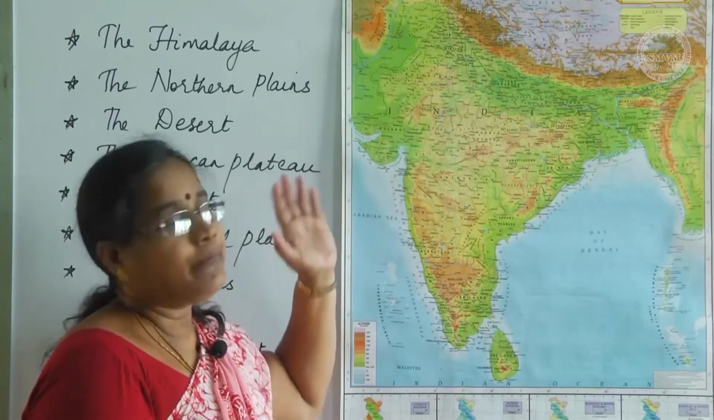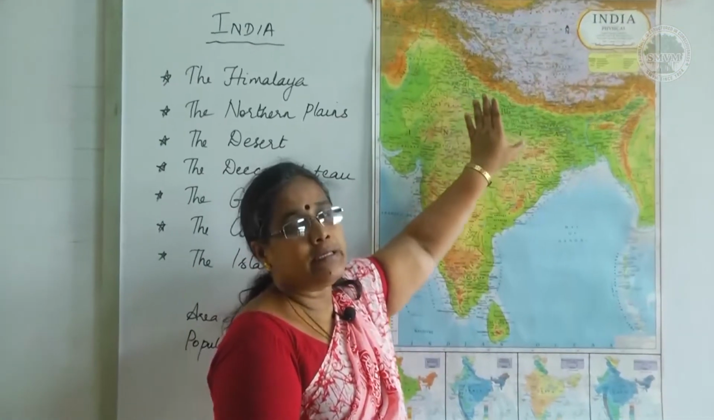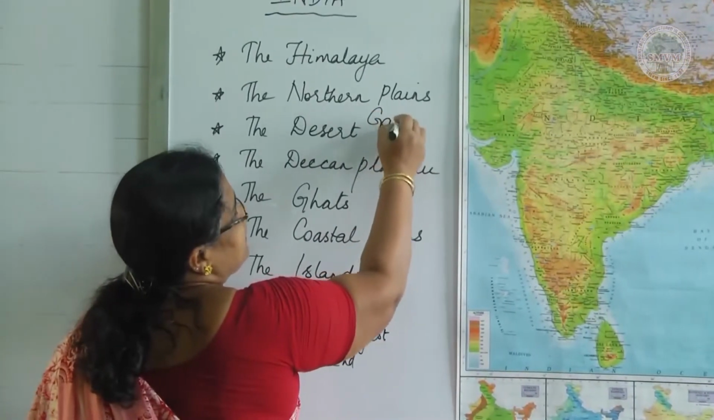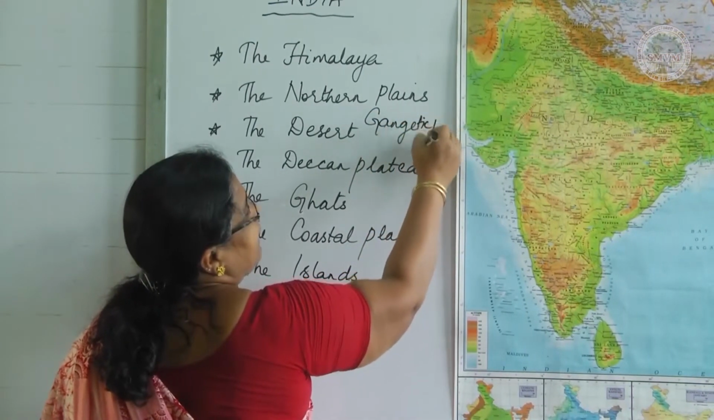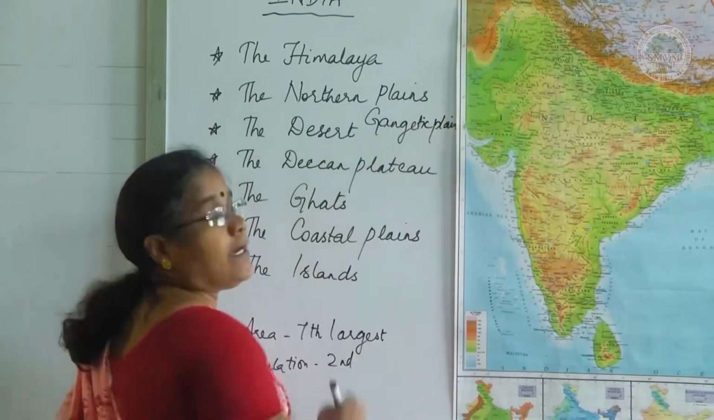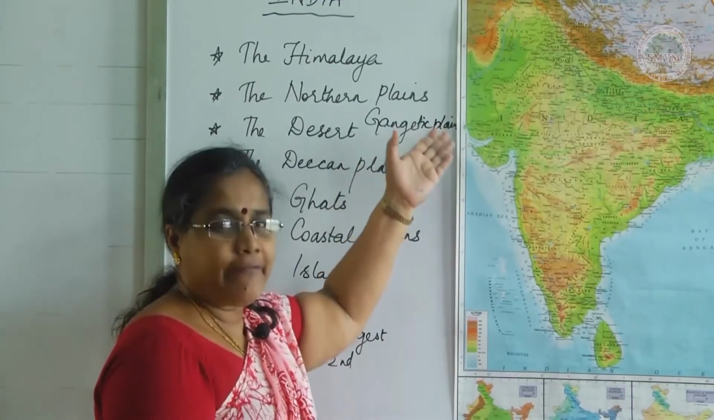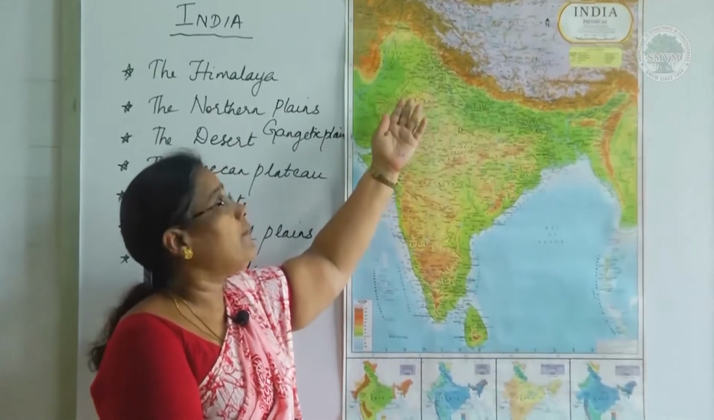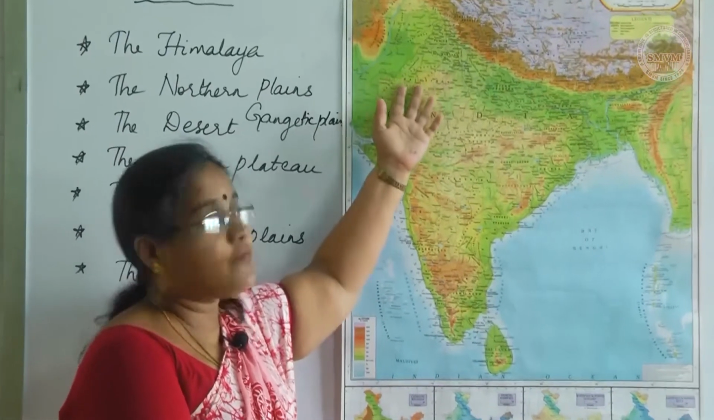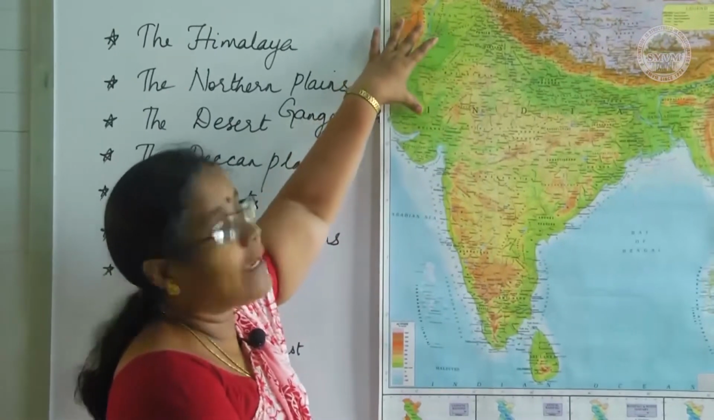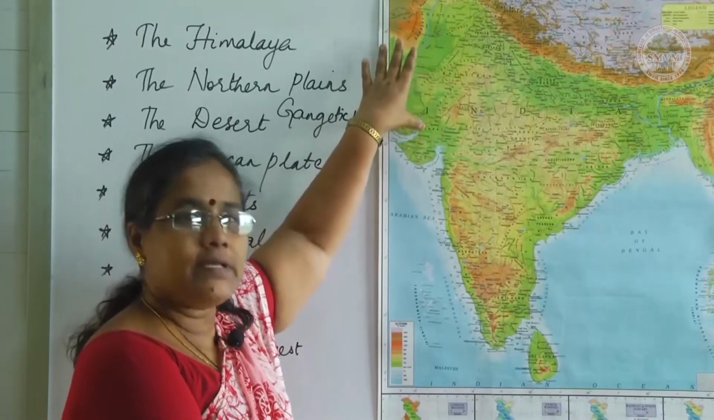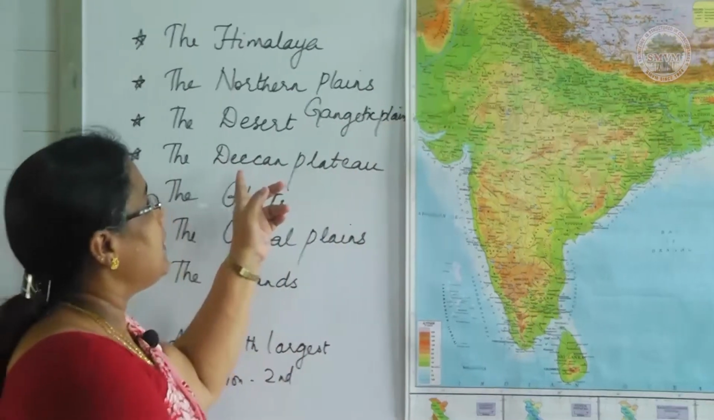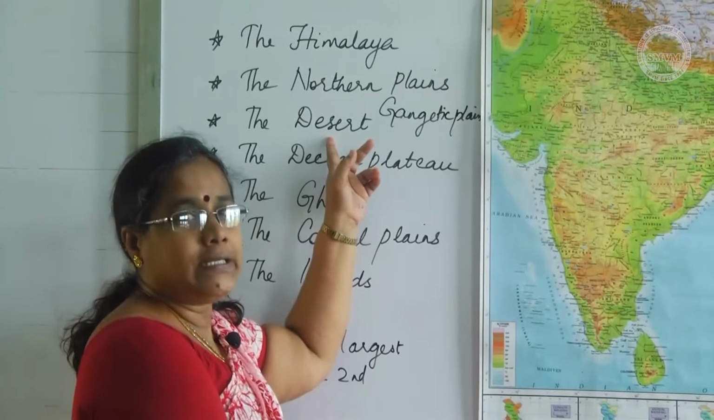our country. This northern plain is otherwise called the Gangetic plain, because most of this area is fed by river Ganga. From this Gangetic plain, as we travel to the northwestern part of our country, we could see this area which is full of sand. This sandy area is what we call the desert.